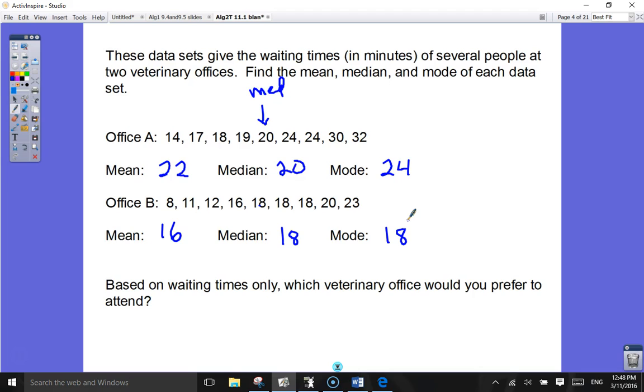In either case, if all you had to decide on was waiting times, which vet clinic you're probably going to. So that's the purpose of trying to represent, especially large sets of data, with some measure of central tendency, so you can kind of get an assessment of what it represents. So in this case, you probably want to go to office B. Okay.